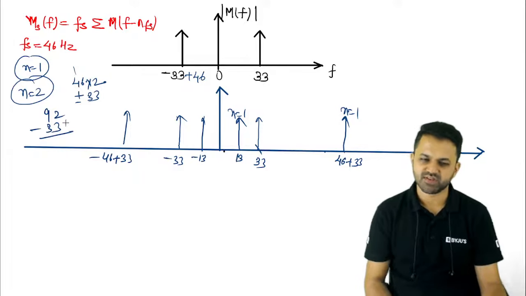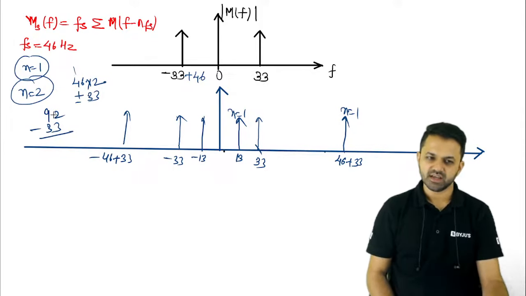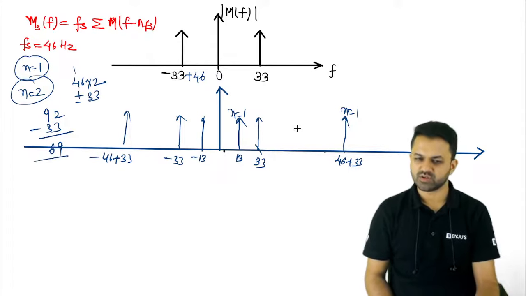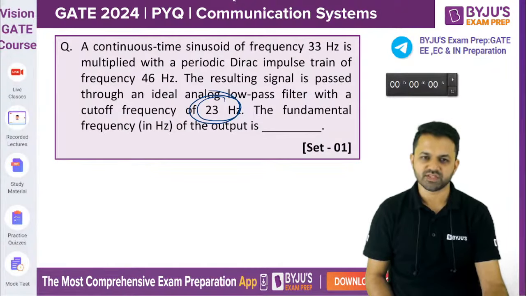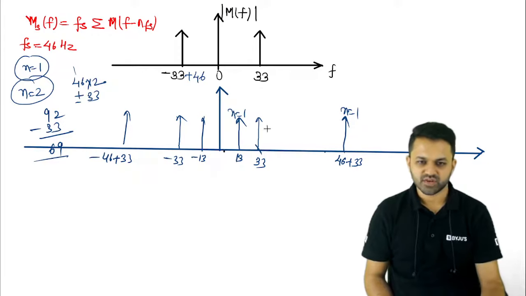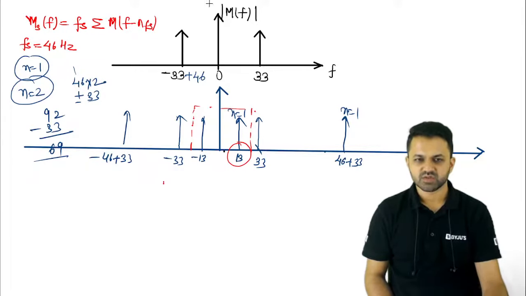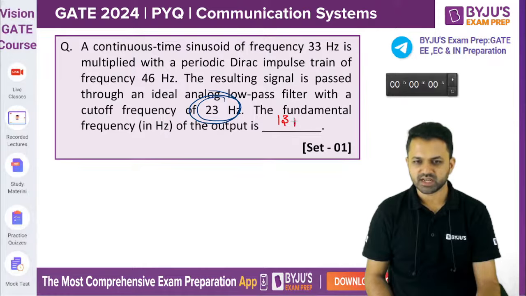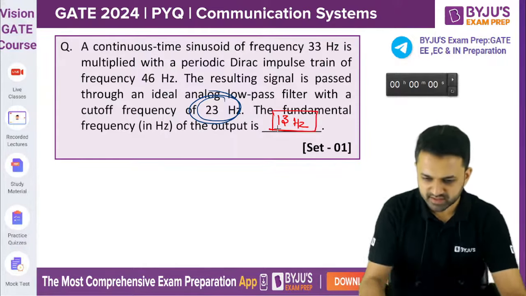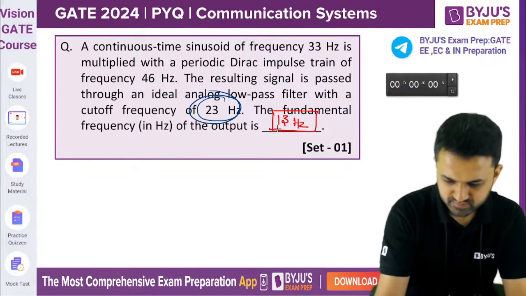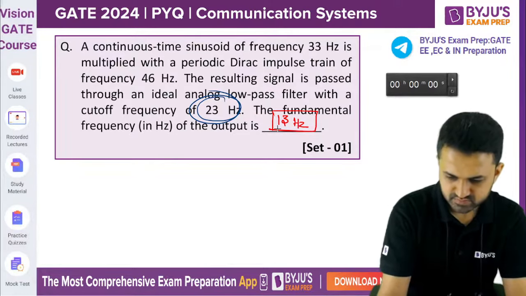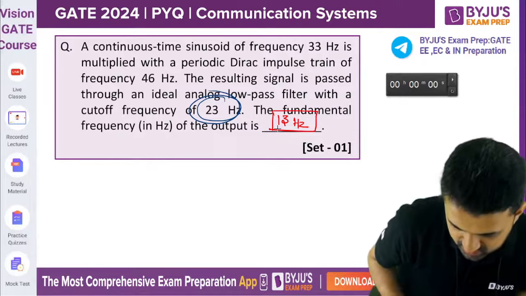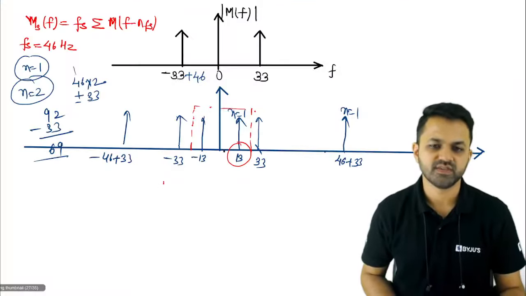If I add, it goes beyond the filter cutoff frequency, and if I subtract we get 59... I mean 69, so it is also going beyond the cutoff frequency. Because our low pass filter has the cutoff frequency 23, it will only pass frequencies less than 23, and we have only one frequency less than 23, which is 13. So it will pass only one frequency, the fundamental frequency, that is 13 Hz. So the answer would be 13. Yes, so 13 Hz we are getting.